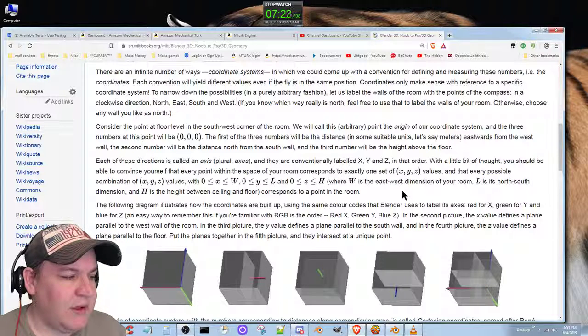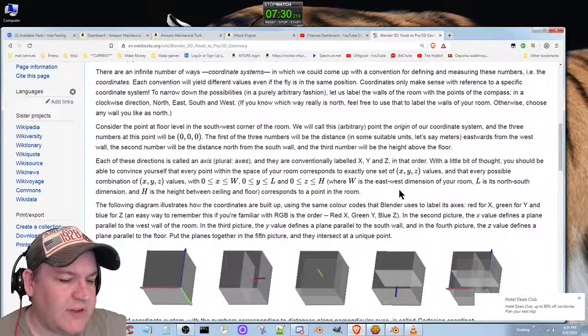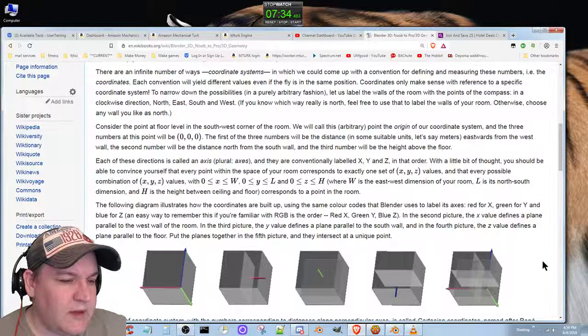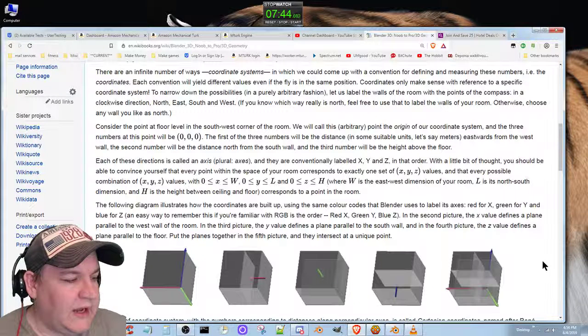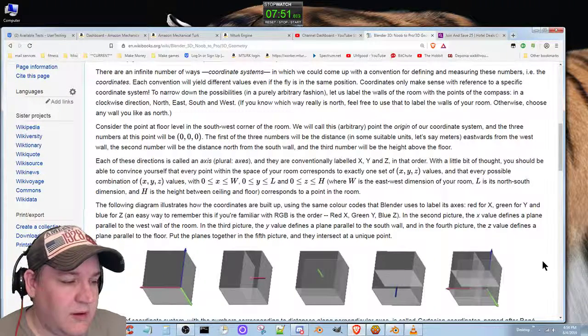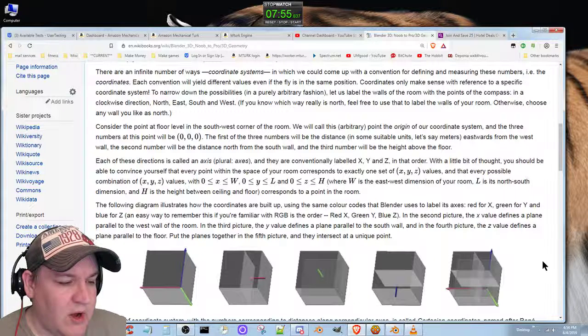The following diagram illustrates how the coordinates are built up using the same color codes that Blender uses to label its axes. Red for X, green for Y, and blue for Z. An easy way to remember this, if you're familiar with RGB: RGB is the order. Red X, green Y, blue Z.